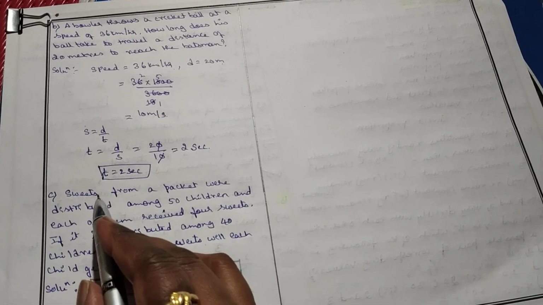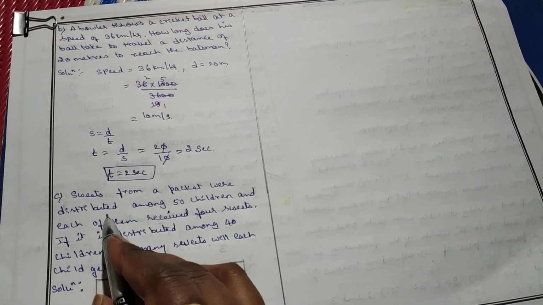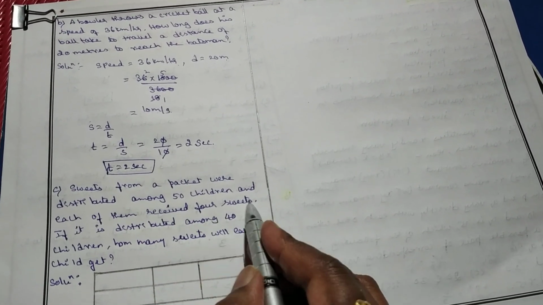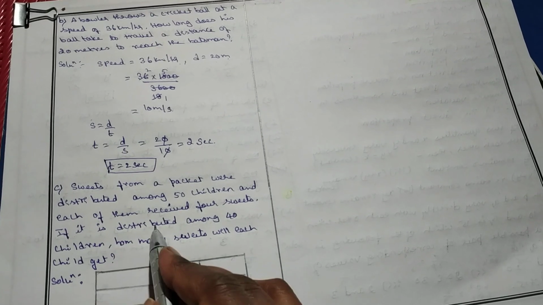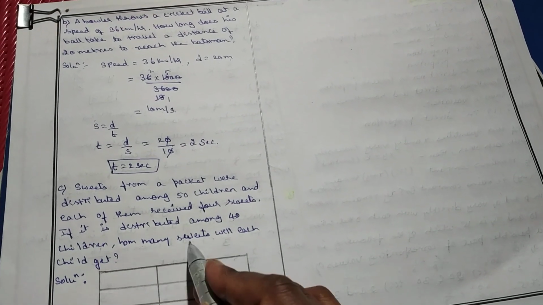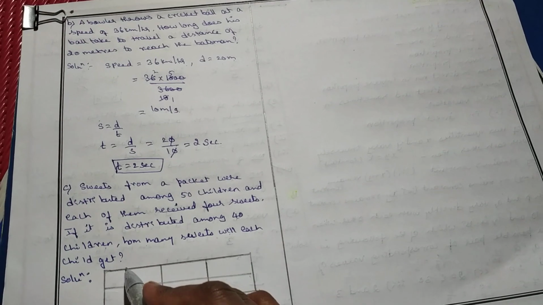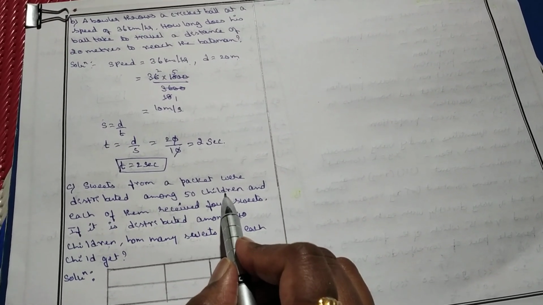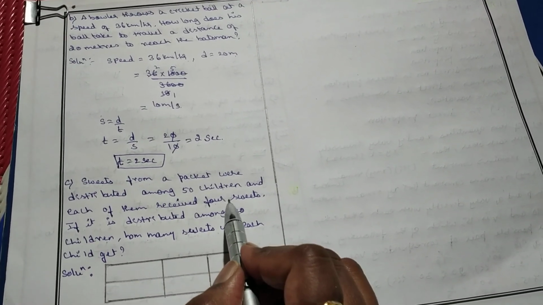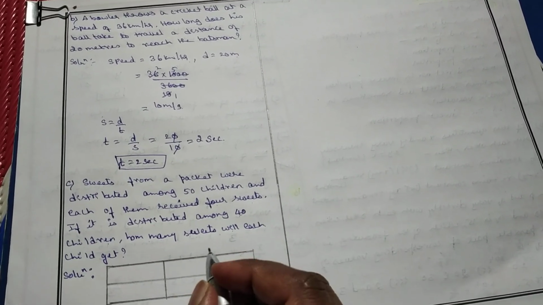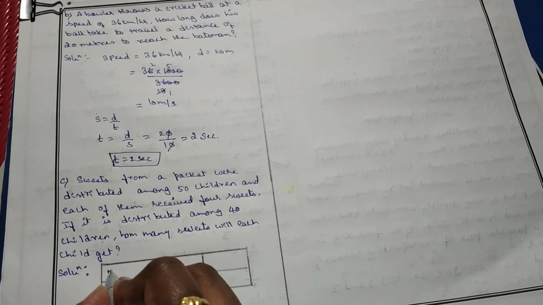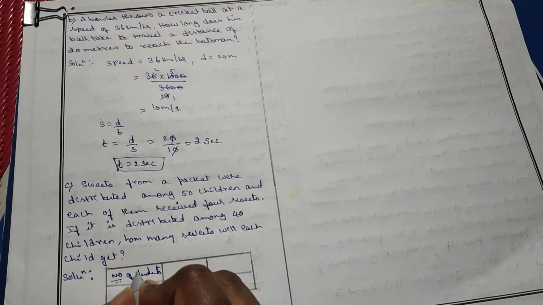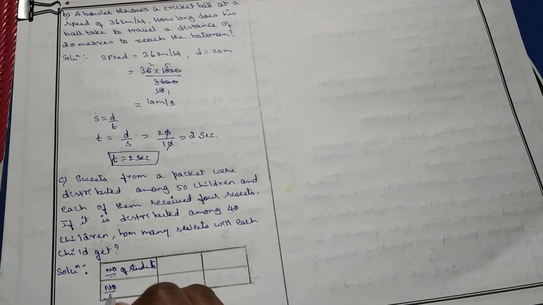Third question: sweets from a packet were distributed among 50 children and each of them received 4 sweets. If it is distributed among 40 children, how many sweets will each child get? Here the two quantities are the number of children and the number of sweets distributed to each child. One is the number of students and the other is the number of sweets.